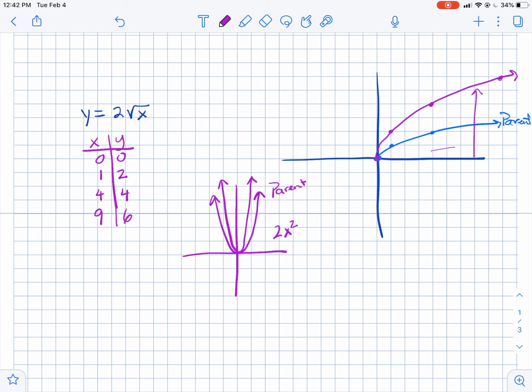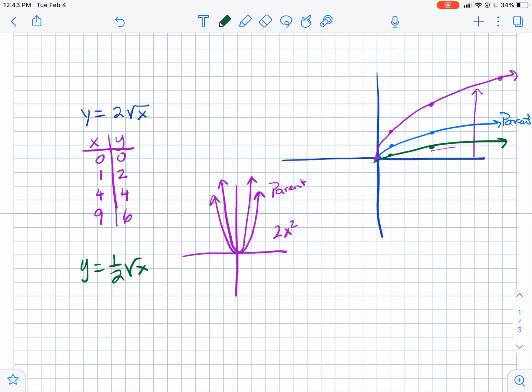Okay? Therefore, if you had a 1/2, then it would come inside here. So if I had y equals 1/2 square root of x, it would actually come inside here and be half of what I had to start off with. It's going to come in here, okay? So just so that you are aware of what the a value does.